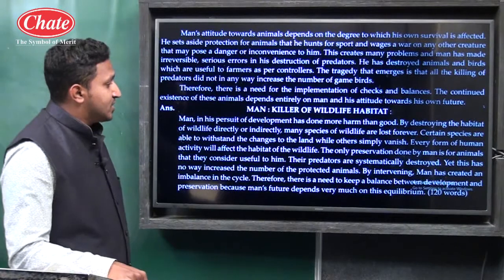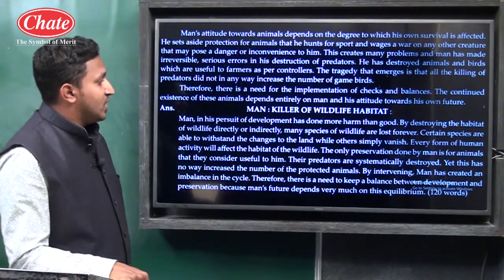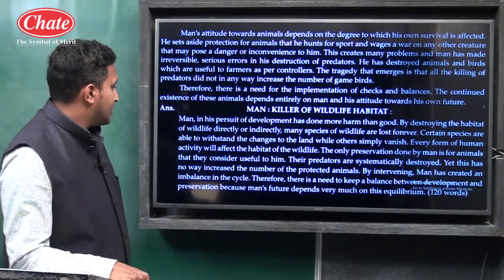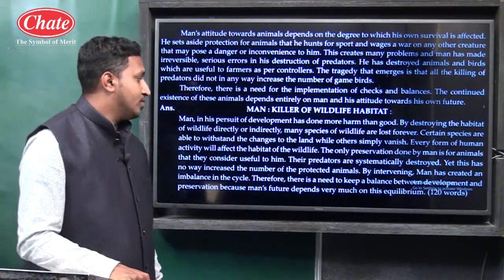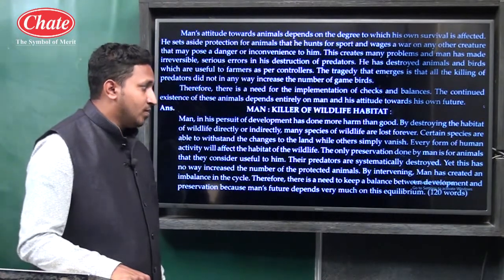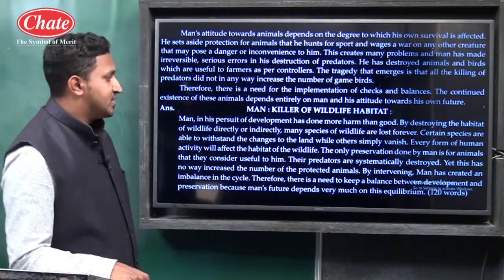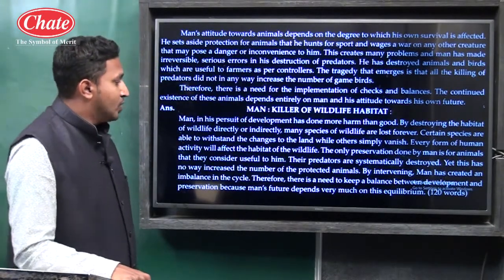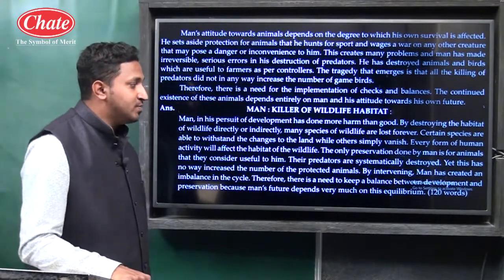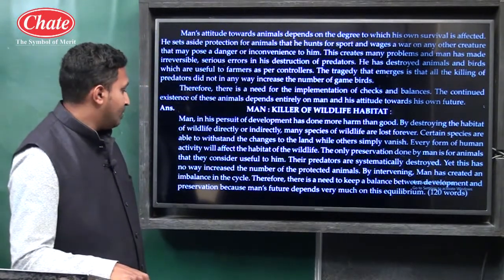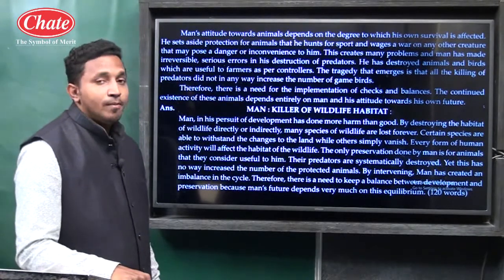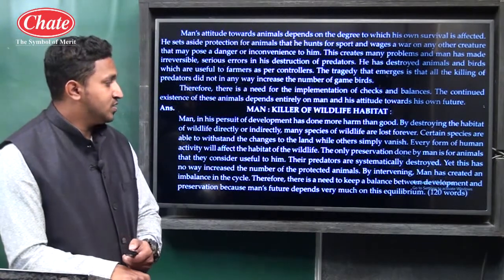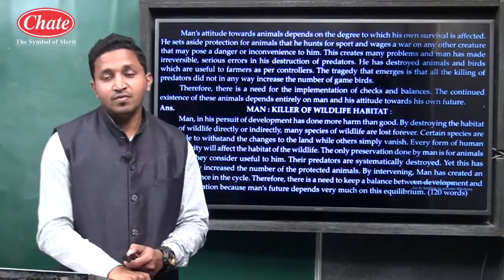The predators are systematically destroyed, yet this has in no way increased the number of the protected animals. By intervening, man has created an imbalance in the circle. Therefore, there is a need to keep a balance between development and preservation, because man's future depends very much on this equilibrium, written in 120 words.